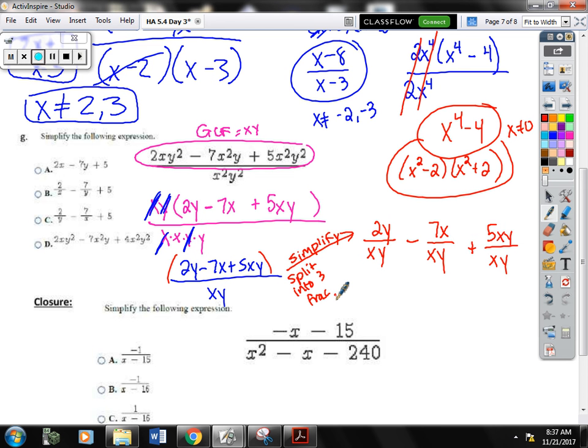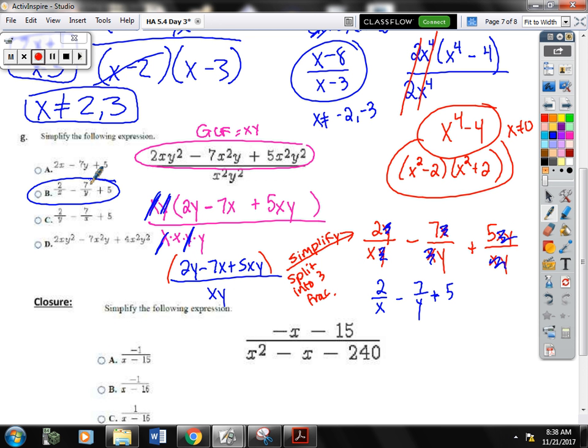And then we will be able to simplify a couple things out once it's split. So these y's will go away, these x's will go away, and the x's and the y's will go away at the end. So I'm left with 2 over x minus 7 over y, plus 5, which would be answer choice B.